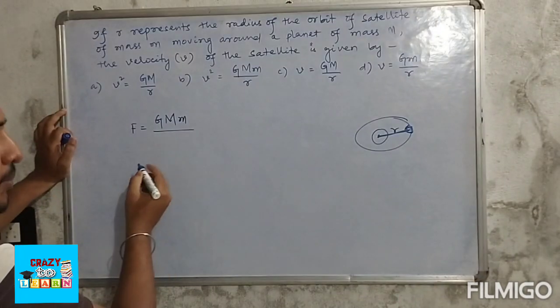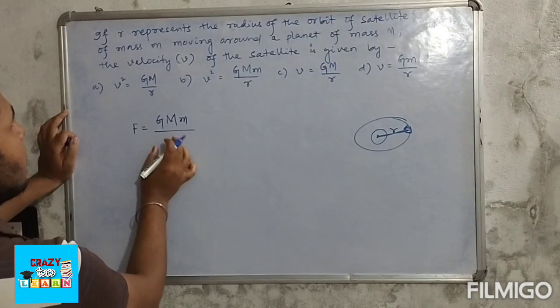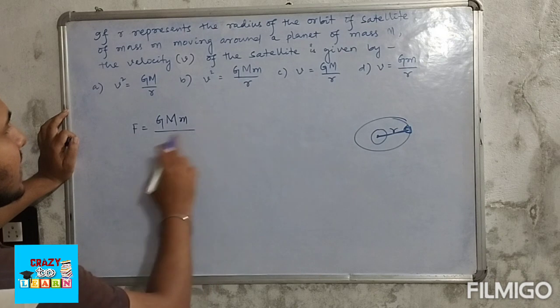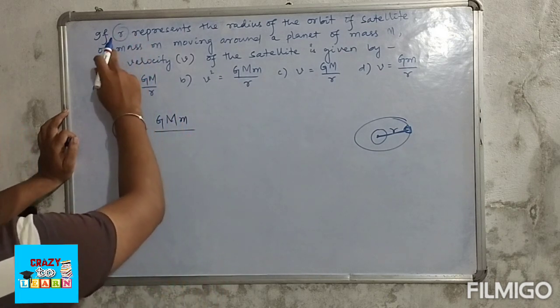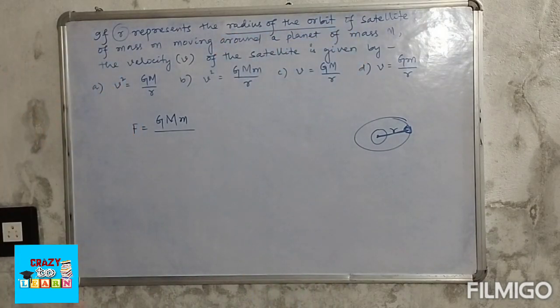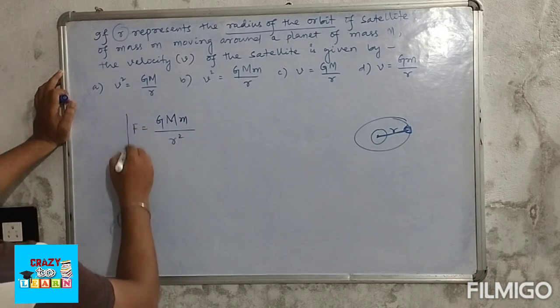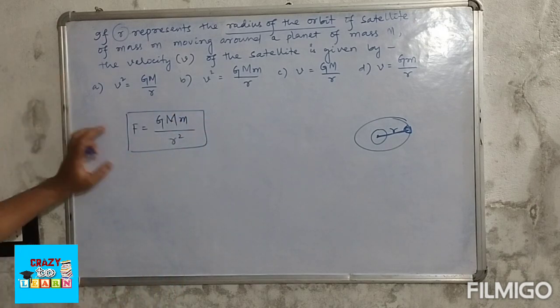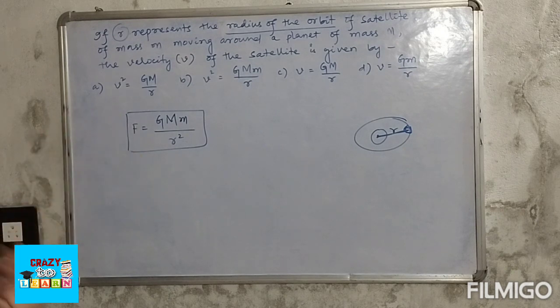So the radius of the orbit is given to you, and that is the distance between the two objects. Small r represents the radius of the orbit. Radius of the orbit means the distance between the satellite and the planet. So it is r square. Clear? This is the gravitational force of attraction according to Newton's law of gravitation.